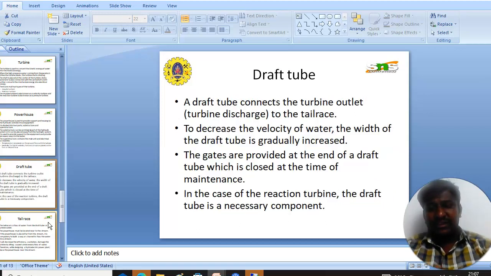The draft tube connects the turbine outlet to the tail race to decrease the velocity of the water. The width of the draft tube is gradually increased. Gates are provided at the end of the draft tube, which are closed at the time of maintenance. In the case of a reaction turbine, the draft tube is a necessary component.